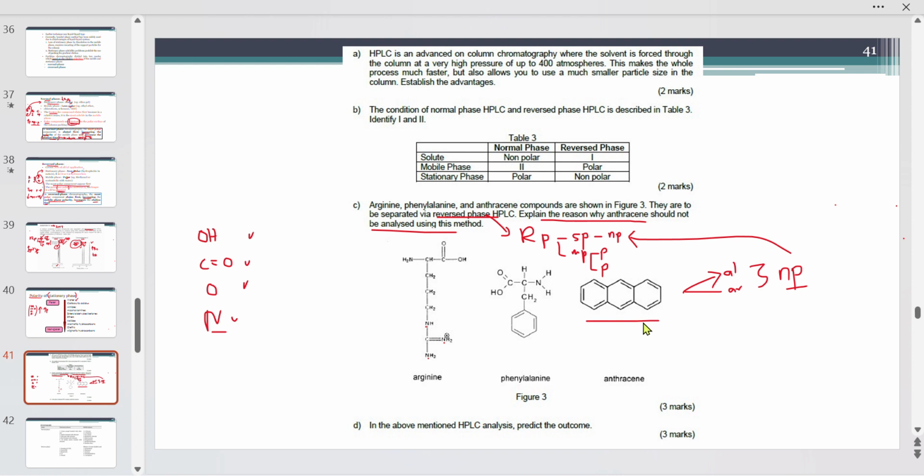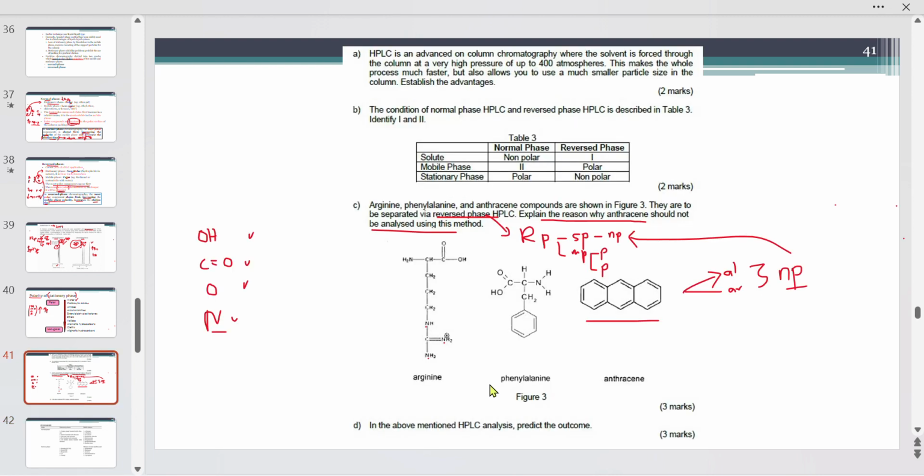So it is not good. We want to separate it. If it just sits there inside, how do we separate it? Right? Okay, so that is why it is not advisable to separate anthracene using reverse phase chromatography.